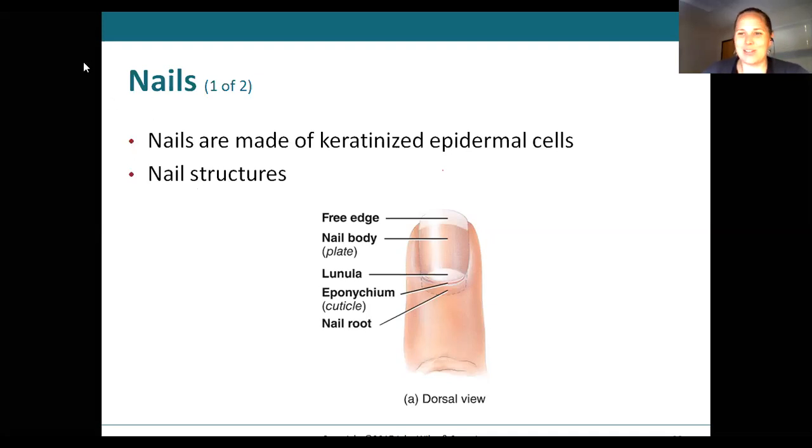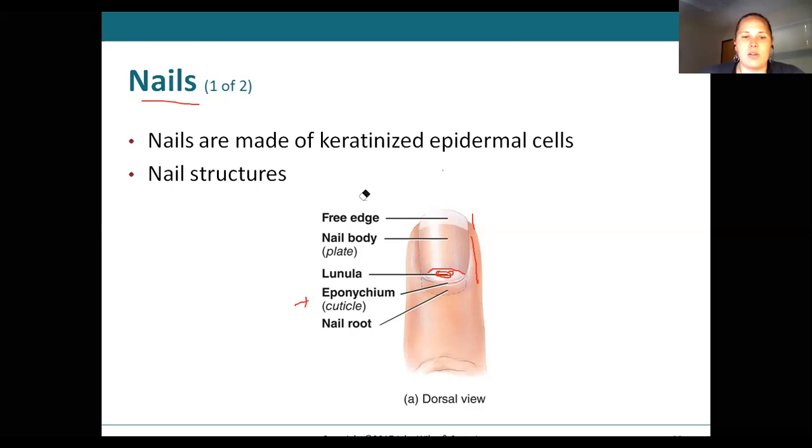Okay, so the next accessory structure that we have here would be nails. So these are keratinized epidermal cells in a much tighter packed structure. If we break down the structure of a nail, you've got your free edge, which is that lighter white part of your nail. Next, you have the nail body or the plate, and then the lunule, which is that white part at the base, and then your eponychium, which is your cuticle area, and then closer to the base of your hand would be the nail root.